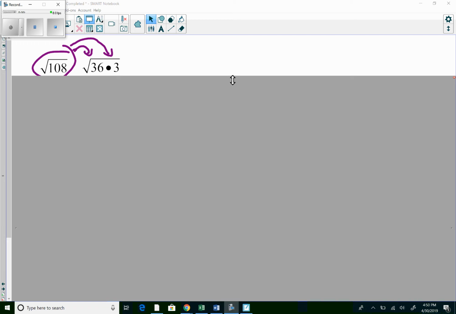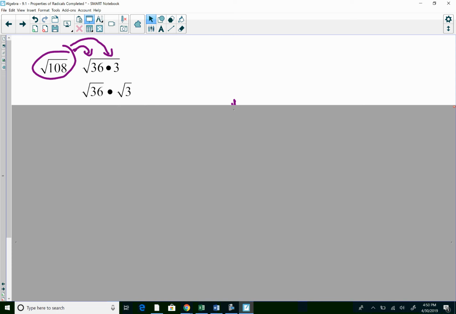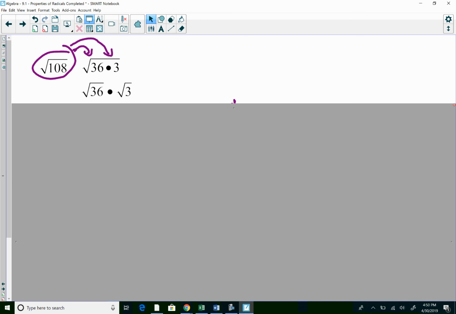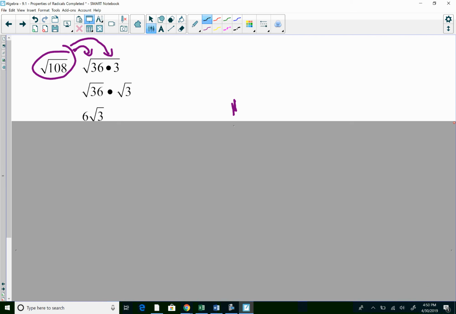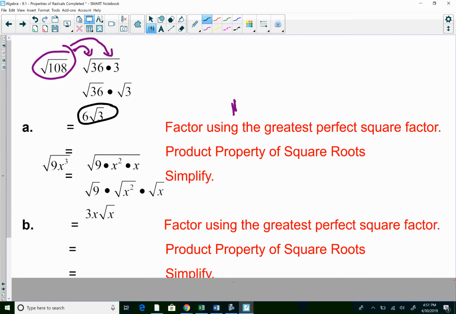So I believe where I left off is that we can now break this down so that we have the square root of 36 times the square root of 3. That's, like I said before on the last slide, the product property of square roots. So you can break that down to the square root of 36 and the square root of 3, and that's just going to turn into 6 root 3. Okay, so that would be your solution. That would be your final answer. That's what the book would want to see for your answer.